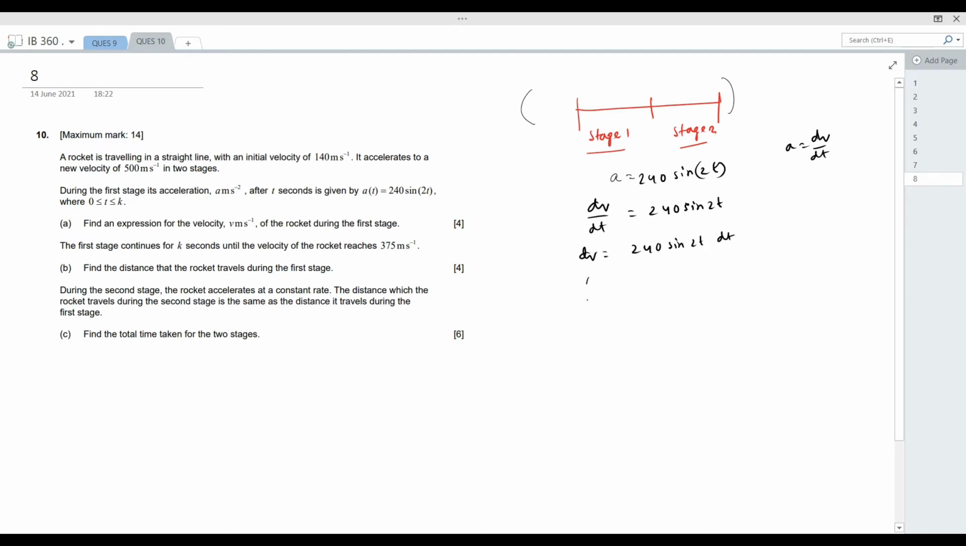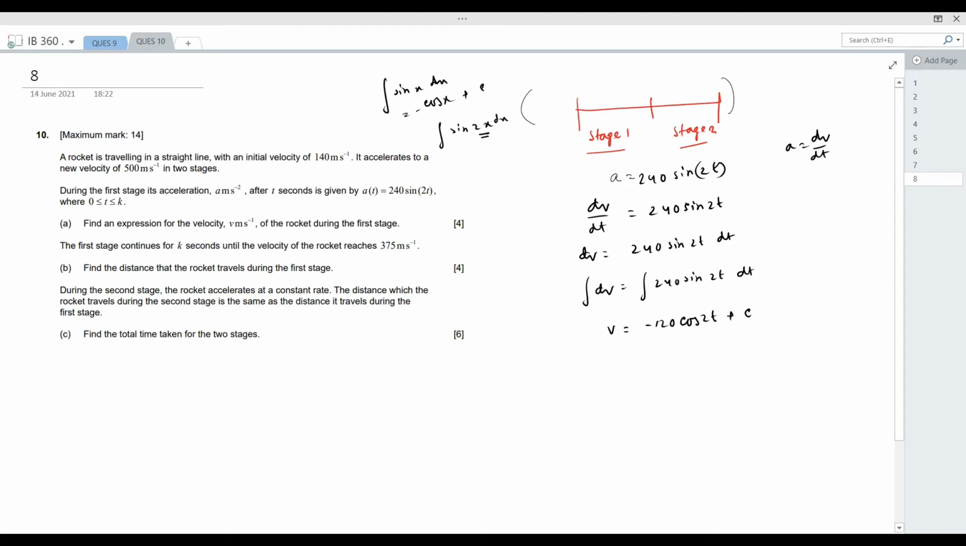So we have to integrate both sides: the integral of 240 sin 2t dt. From here you can find v to be minus 120 cos 2t plus c, where c is the constant. The integration of sin x dx equals minus cos x plus c. Now here it is the integration of sin 2t dt. How to implement this? Let me show you a direct example.